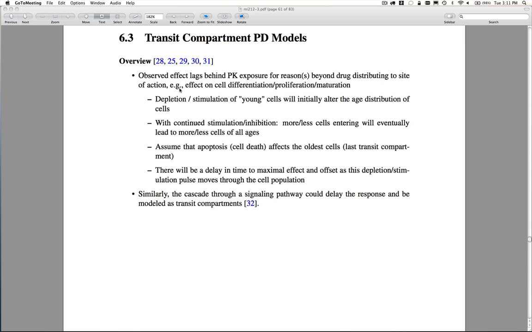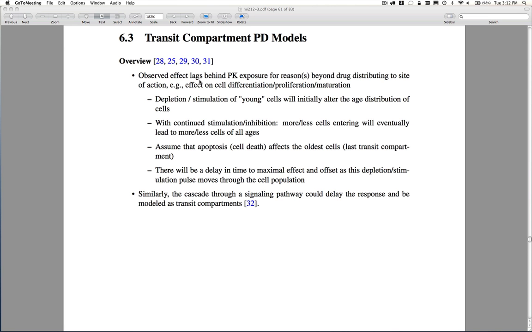So the transit compartment models are in a sense very similar to the precursor pool models, but at the same time they offer a different way of handling a different type of pharmacodynamic response. Whereas in the precursor pool models we were dealing with tolerance and rebound, with transit compartments we're dealing with effects that take a while to develop after you give the drug. A couple of examples of this are if you have some cell signaling pathway that you're, again, either inhibiting or stimulating, it may take some time for that effect to trickle down and eventually become the observed response that you're intending to see.